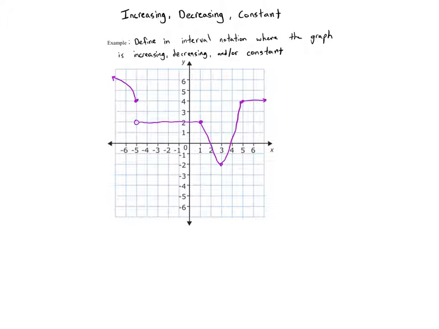Okay. Define in interval notation where the graph is increasing, decreasing, and/or constant. So looking left to right, we're going to define in interval notation where it's decreasing, where it's increasing, where it's constant. So let's start with increasing. Looking left to right, reading from left to right, that one looks like it's going down.